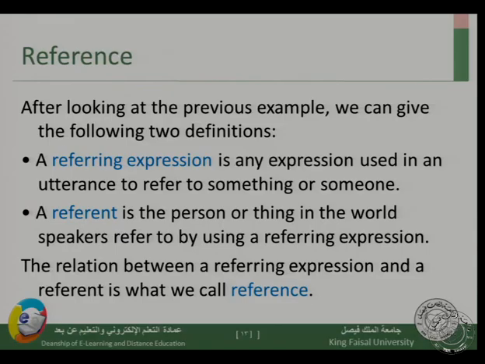Really simple if you think about it, but it needs to be elaborated on and explained, because it can get confusing if you don't really understand the difference between the two. So referring expressions are part of the language. Referents are outside objects or places or people.